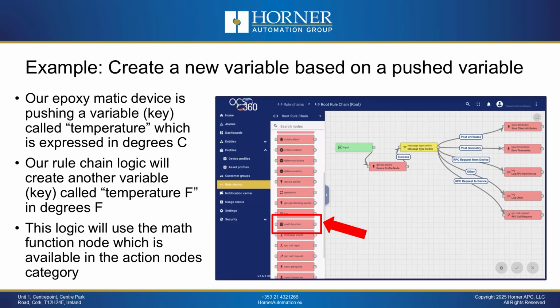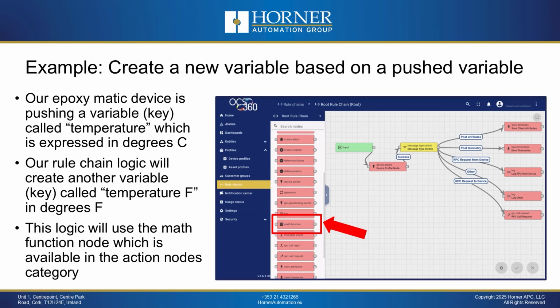That is the format that it has been reported in. We created a rule chain piece of logic that takes a variable coming in, temperature, and converts it to degrees F instead of C and stores it in a different variable called temperature F. That variable is not one that is being pushed to the cloud directly. It is being created by the rule chain and it does not count towards our number of variables per minute.